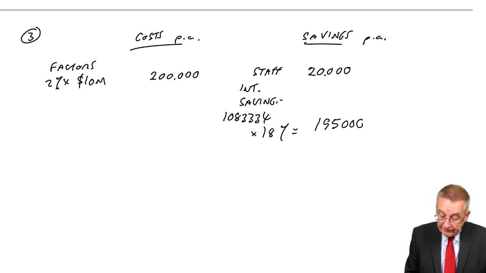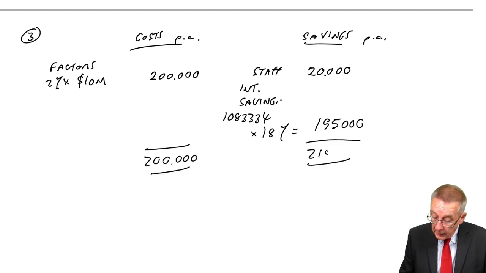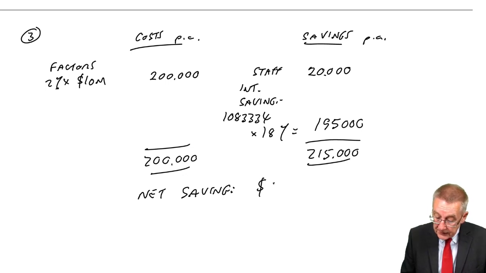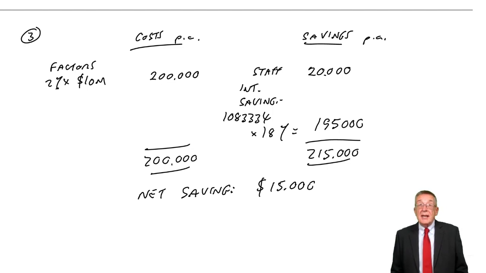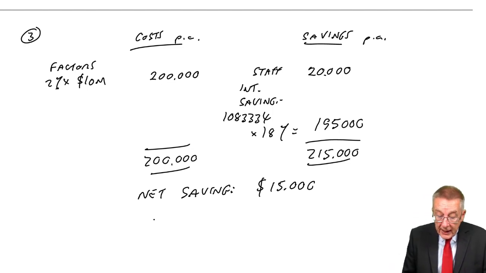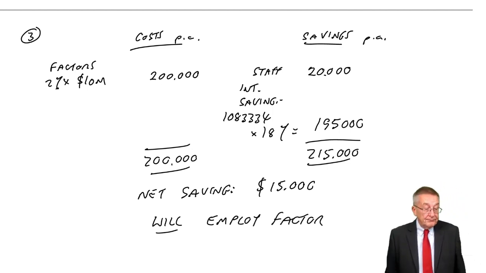And now we've got it. The cost per year, 200. The saving per year in total, 215. So this time there's a net saving of the difference of what, 15,000. And because there's a net saving, we will employ the factor. And there we are.